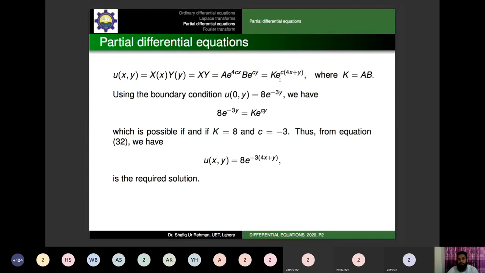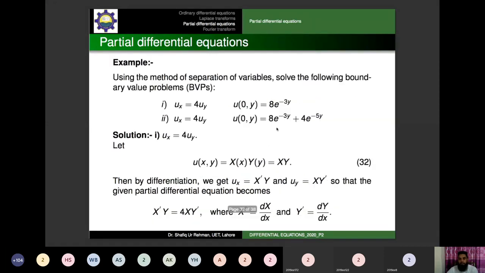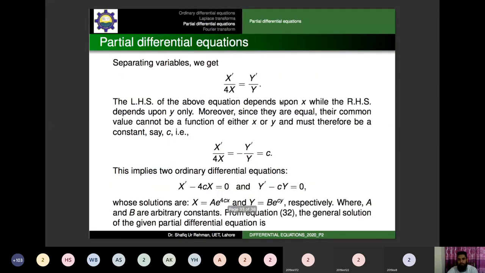So we are interested in finding a particular solution from this equation by obtaining the values of those arbitrary constants, capital K and small c, for example. So how do we do that? You need to apply the condition. So in the first case, the condition is this one. So apply this condition.